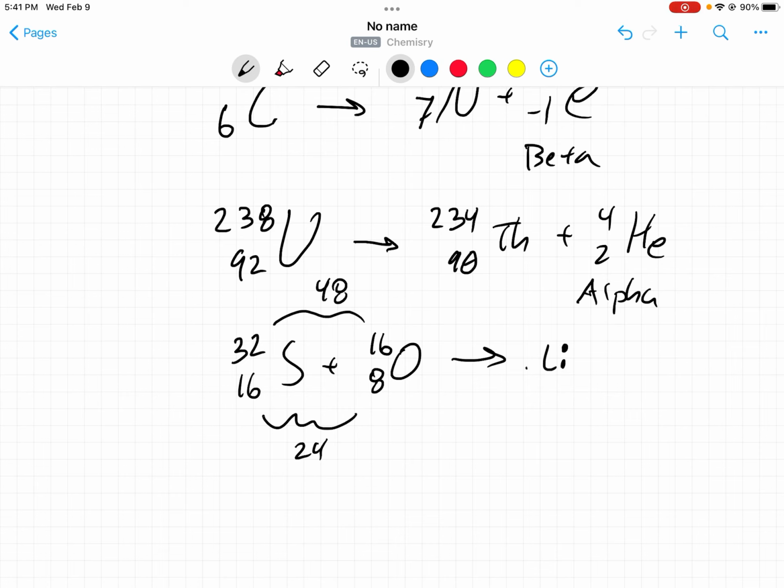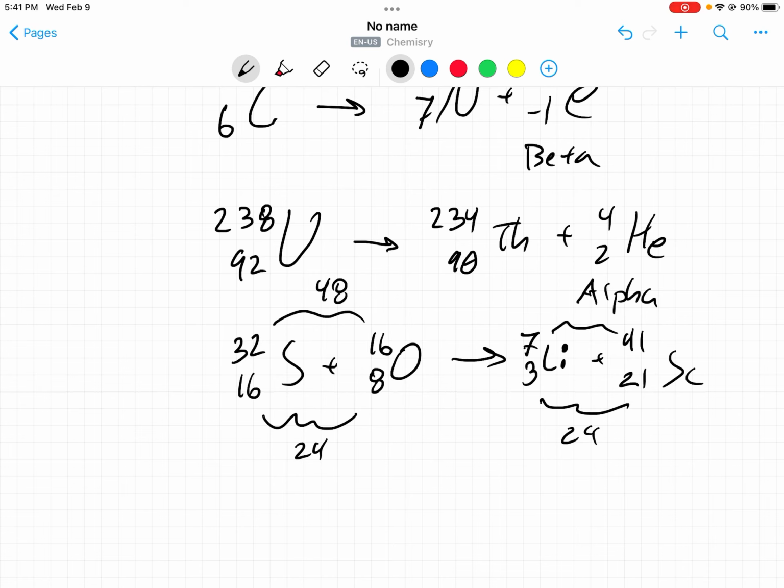And we'll make it lithium-7, regular lithium. Well, this has to add up to 24. So there should be a 21 here. And the top has to add up to 48, so there should be a 41 here. And so that'd be scandium. Scandium's number 21, because there's a total of 24, and the top there's a total of 48. And so that'd be a transmutation.